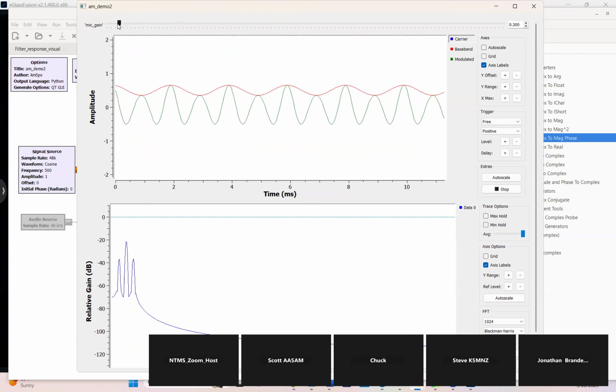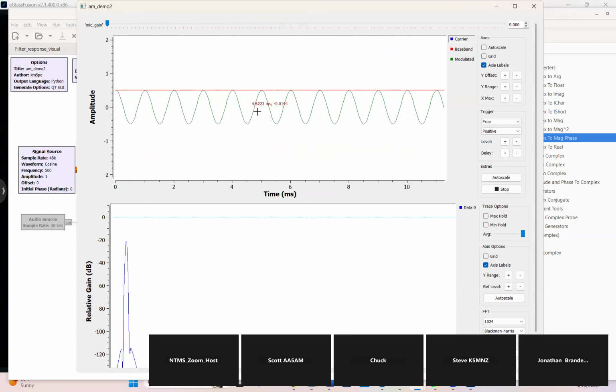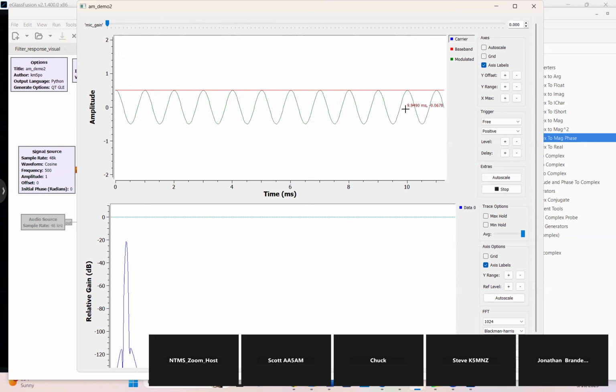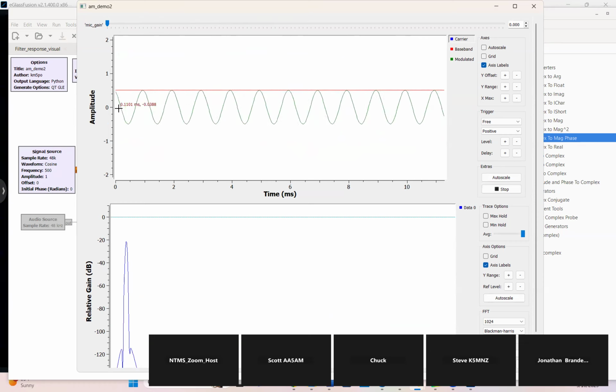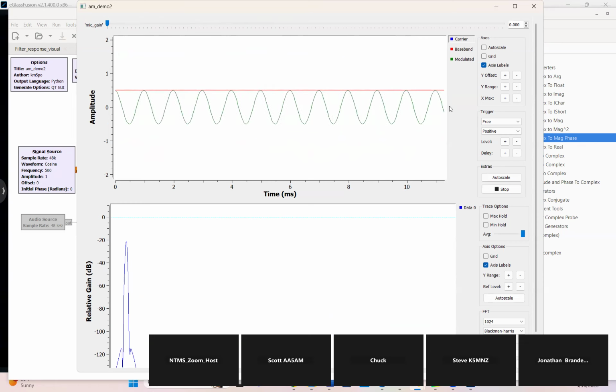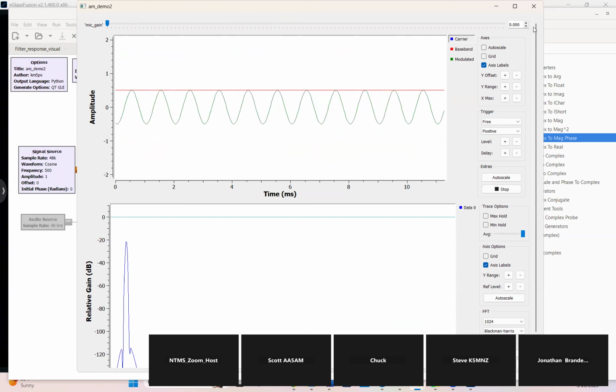So if we go all the way to 0, then we should have a flat line, and we do. There is still a carrier present, and that's because of our constant that we put in there so that we got some kind of a carrier. And you can see it down here in the frequency spectrum.